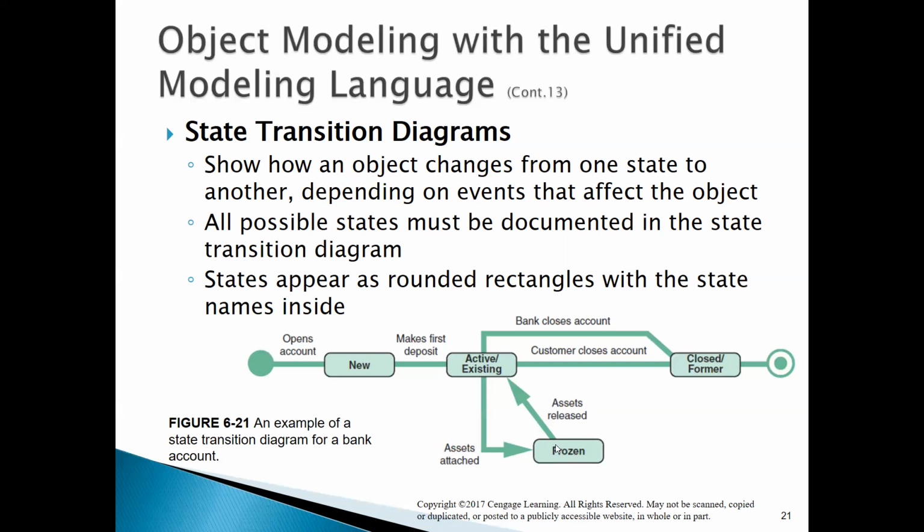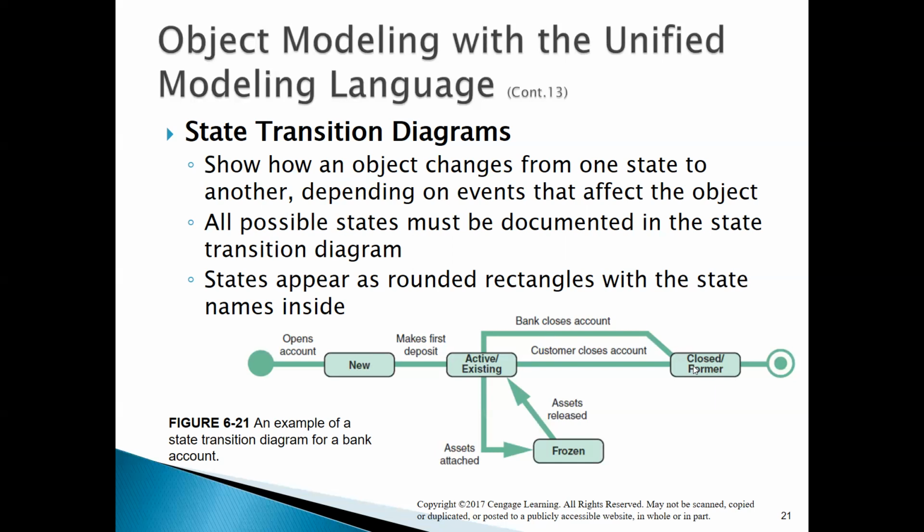Let's say it continues for some time, and then you realize that you do not need the bank account. Probably the bank is charging a lot of taxes, with a lot of additional or hidden charges. You say you want to close the account. So from active, you move to closed or former. You're closing your account, so that's moving from one object to the other.